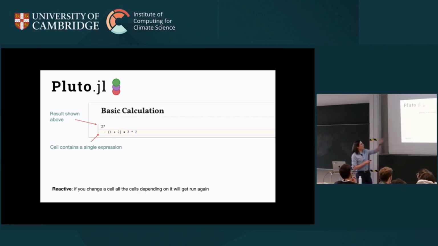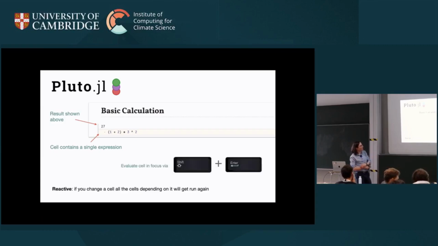Now, when we have a cell, it has to contain a single expression, and we can evaluate a cell using Shift-Enter. And perhaps something that's kind of useful about Pluto is that if you change a cell, then it will recompute everything that depends on it automatically.